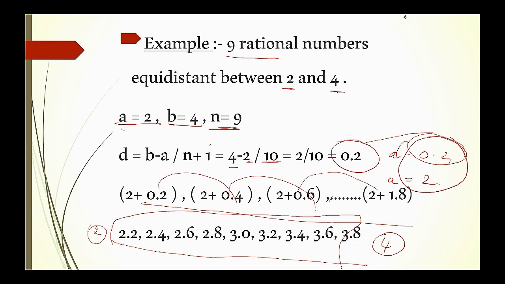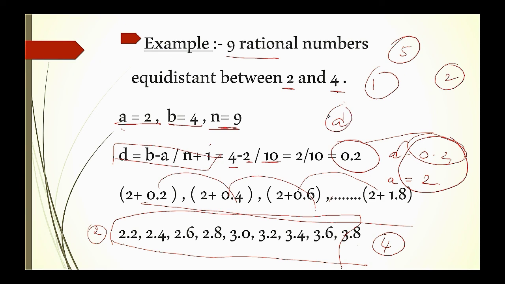Like this, they can ask for any rational numbers. Suppose they ask you to find 5 rational numbers between 1 and 2. It is so easy, right? First we need to take the formula and find d. With this d, we should add to a, the first rational number. If we take the first rational number as 1, that means I need to add 1 plus d, 1 plus 2d, the multiples of d.